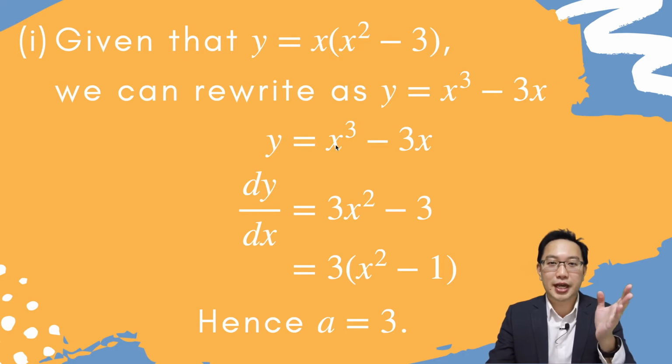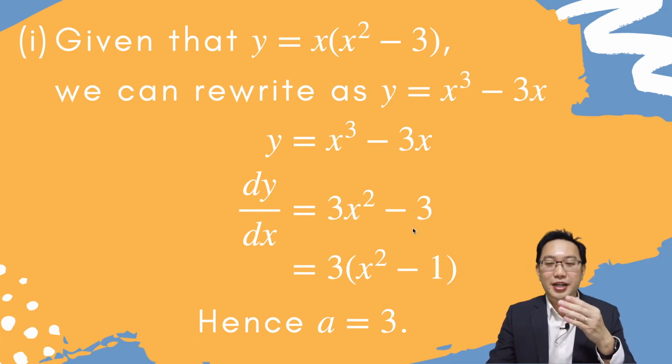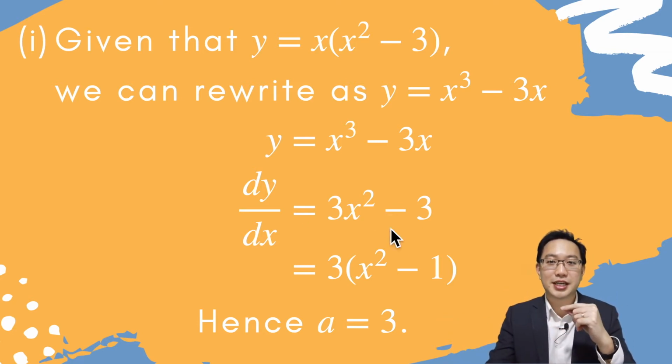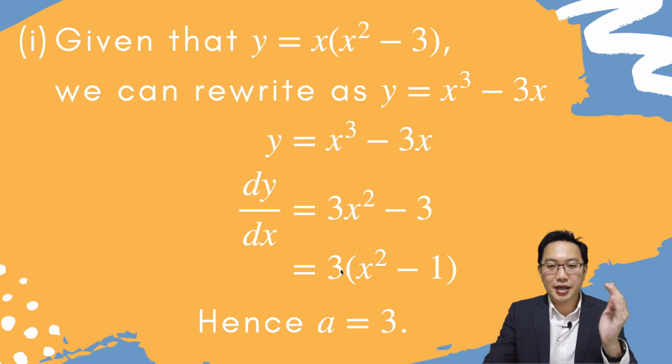If I differentiate x cubed, I will get 3x squared. Negative 3x, I differentiate, I will get negative 3. So my derivative, dy dx, is going to be 3x squared minus 3. Then you realize that I can factorize a 3 out. I take out the 3, I'll be left with x squared minus 1. So I actually presented this in the exact form that the question wanted: something bracket x squared minus 1. That means my a is equal to 3 in this question. Alright?